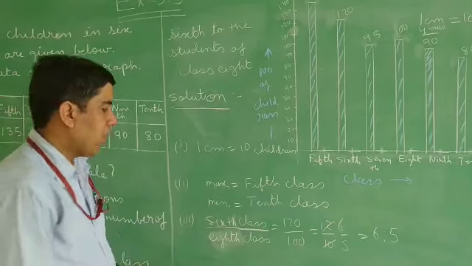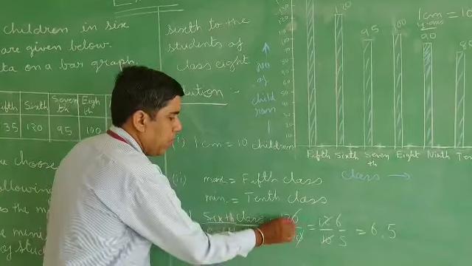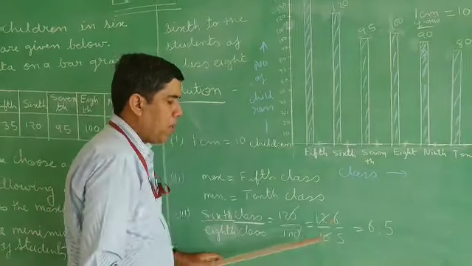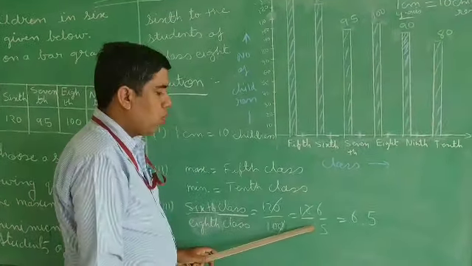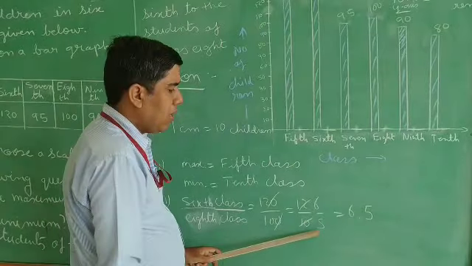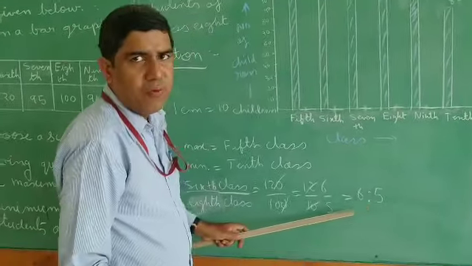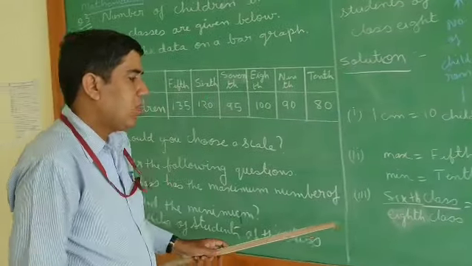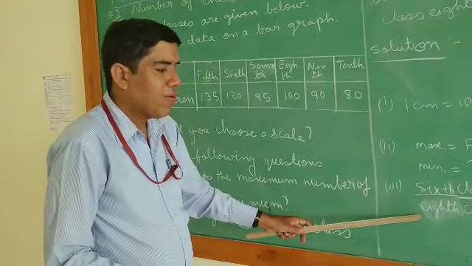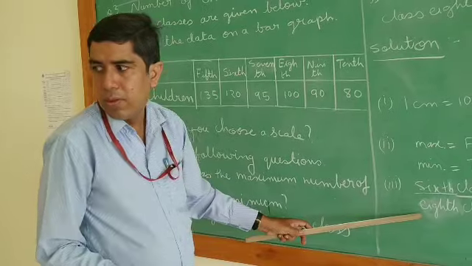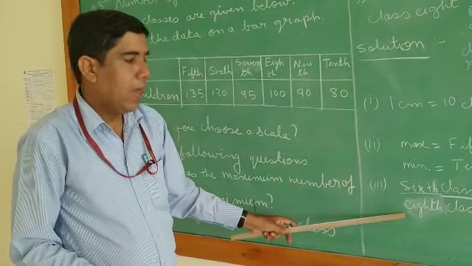So, you can see when we cancel out, it becomes 12 by 10. Then I cancel with the 2. 2 6s are 12, 2 5s are 10. The answer is 6 is to 5. What is the answer? 6 is to 5. Right here. So this is the ratio of 6th class to the 8th class.